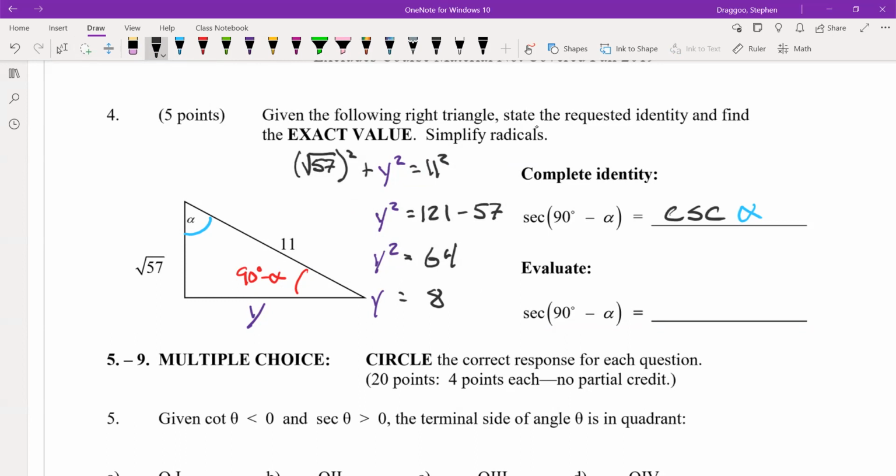So in the end, I need to come up with an answer for this secant or cosecant value. Either way I do it, it should be 11 over y, or 11 over 8. If I go with cosecant of alpha, cosecant of the blue angle, I want the hypotenuse, which is 11, over the side opposite that blue angle, which is 8.